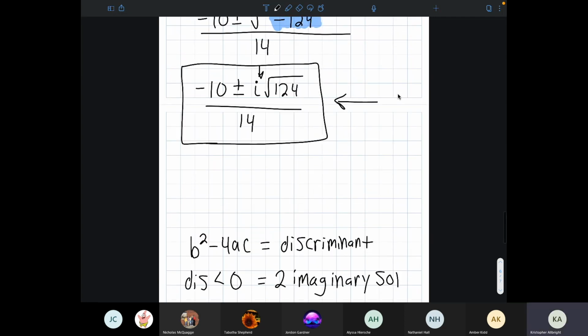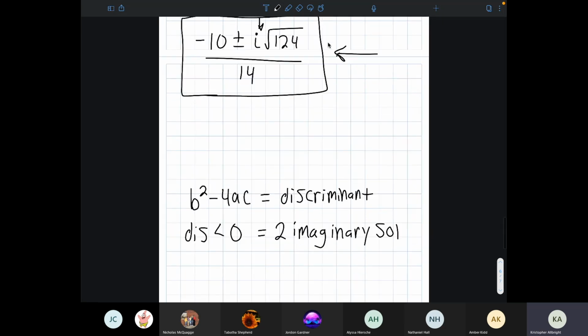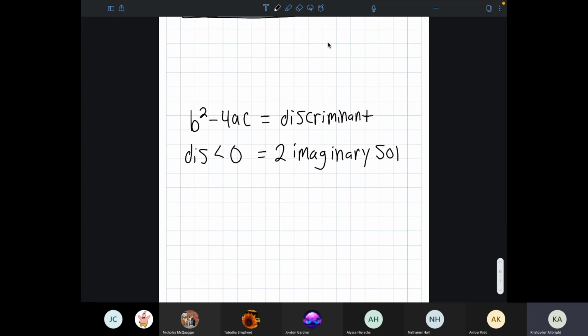So if we scroll back up, this is the case that we got right then. If this is negative, then we get two solutions with I in it. So if we wrote these two solutions out, we would end up with I in both of them. And if we put it in the calculator, we would get some decimal times I.